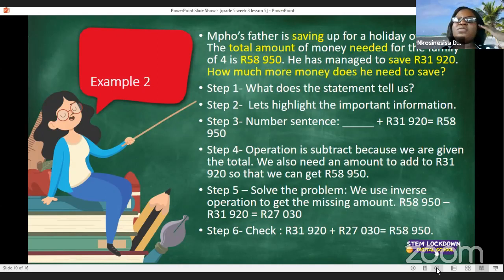The total amount of money needed for the family of 4. Also, we know now Tinkin's place, there are 4. I'm just using Tinkin as an example, no offense meant.